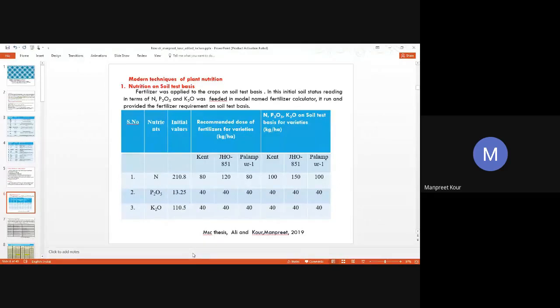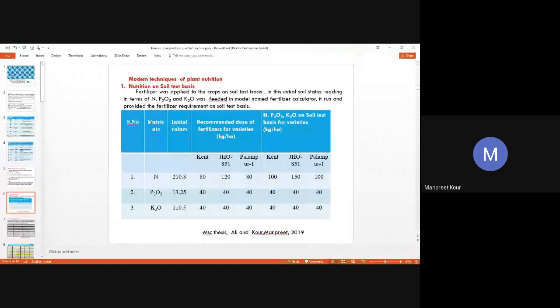So from the initial values, it strikes our mind that yes, we have to go for more nitrogen. But how much nitrogen? It was calculated with the help of a model named fertilizer calculator. We put our initial values in the fertilizer calculator and then it suggested how much nitrogen is to be added more.